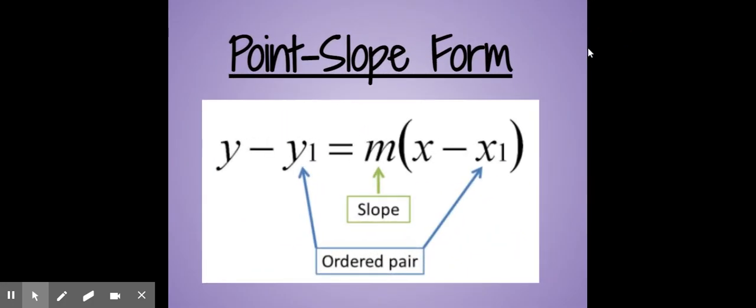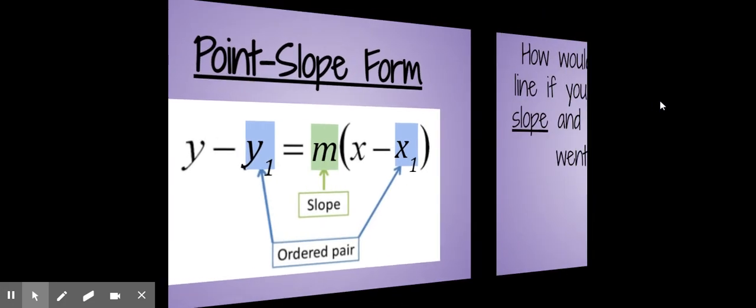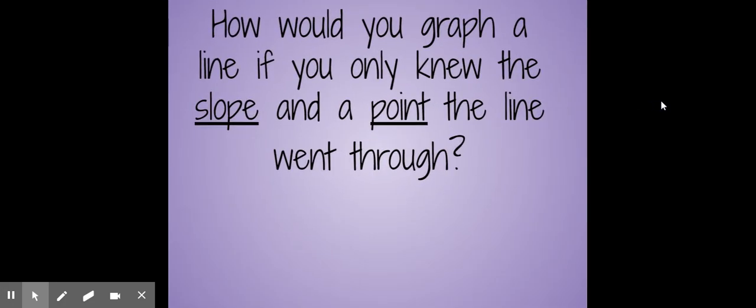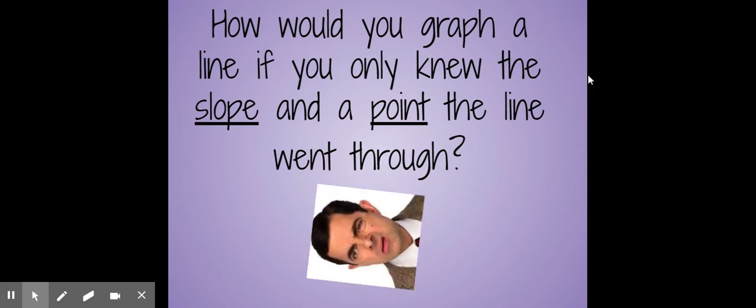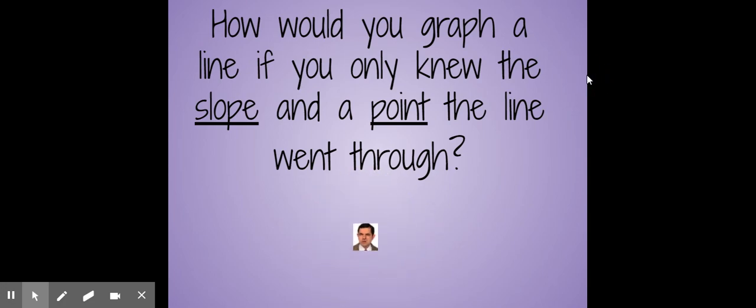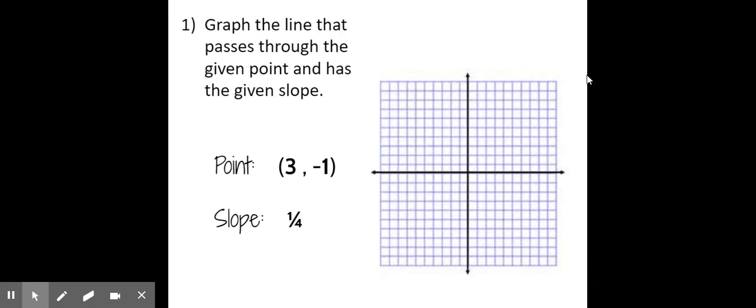Remember, with point-slope form, we're given two pieces of information, the slope and a point along the line. Those are the two things we're going to use to graph the line. Think about, how would you graph a line if you only knew the slope and a point that the line went through? Well, we're going to find out. Taking a look at example number 1, I give you only a point and a slope. With this information, graph the line. Let's give it a try.